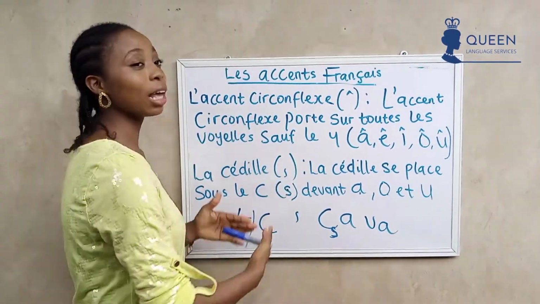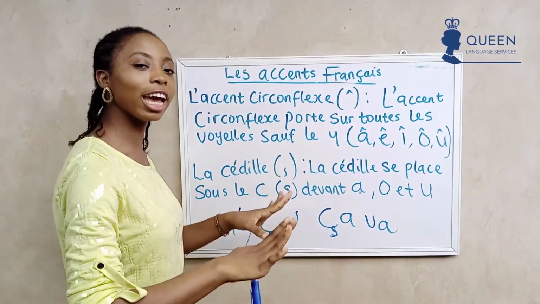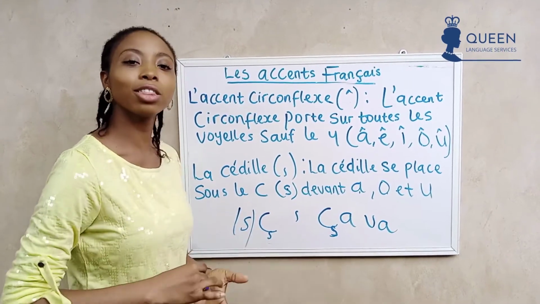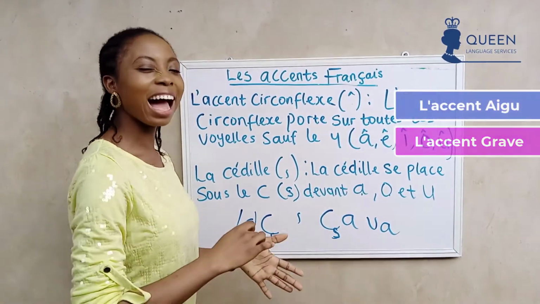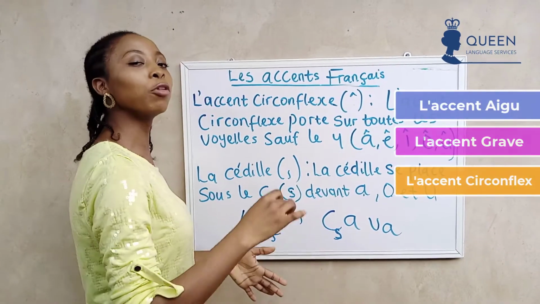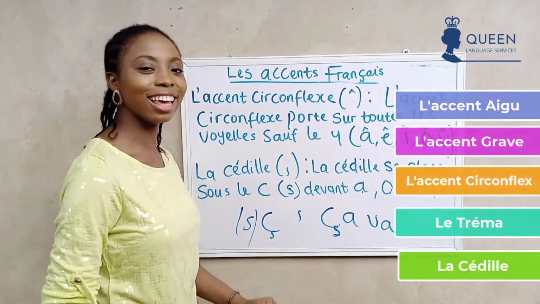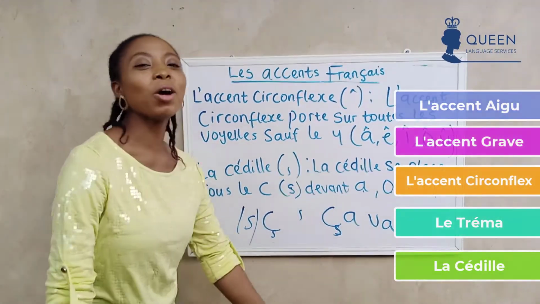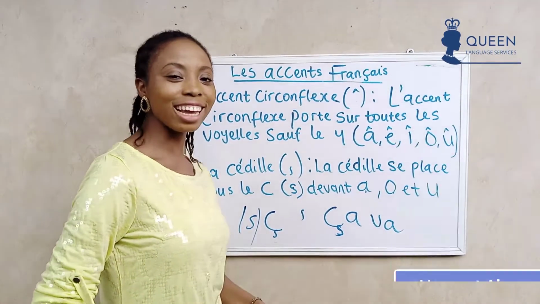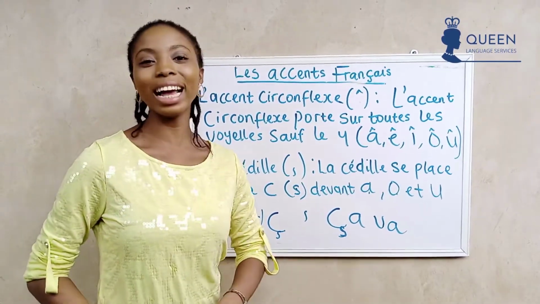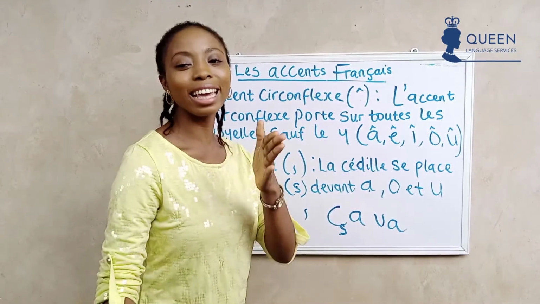So these are the basic 5 French accents we have: accent aigu, accent grave, accent circonflexe, the tréma et la cédille. Now I hope you know all your French accents, how they are used in words, and the sounds they give.